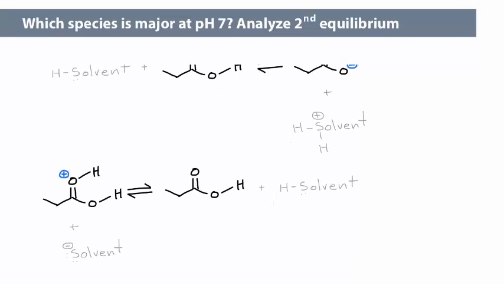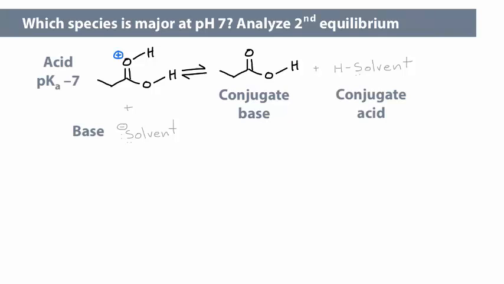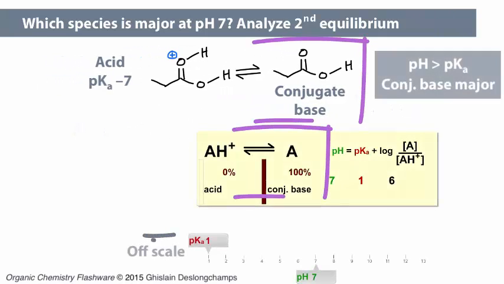Now let's look at the second equilibrium. Identify the roles of each of the species. Which species is major? In the second equilibrium, the carboxylic acid has the role of a base, a conjugate base of the oxonium as drawn here. The oxonium is the acid, and it has a pKa value of approximately minus 7. The pH is much greater than the pKa, so the conjugate base form is major at equilibrium.